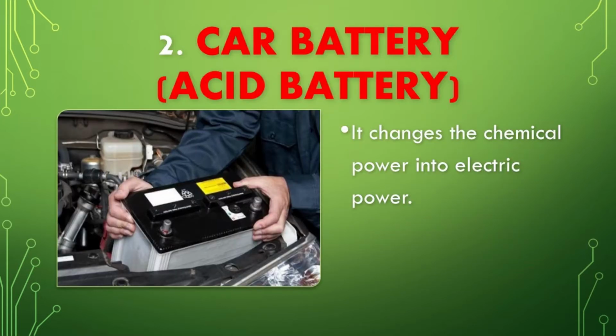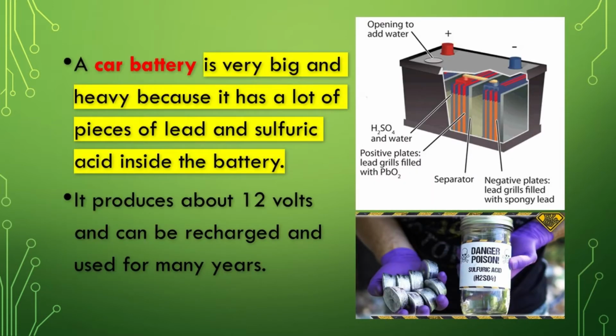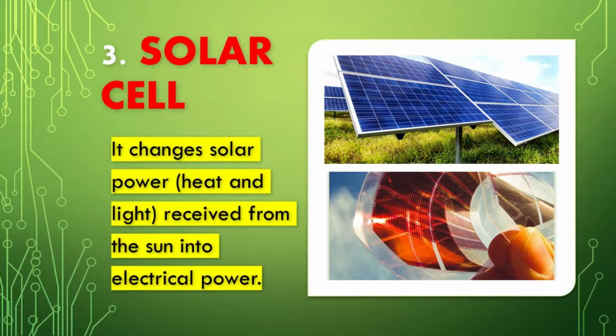Number 2. Car battery or acid battery. It changes chemical power into electric power. A car battery is very big and heavy because it has a lot of pieces of lead and sulfuric acid inside the battery. It produces about 12 volts and can be recharged and used for many years.